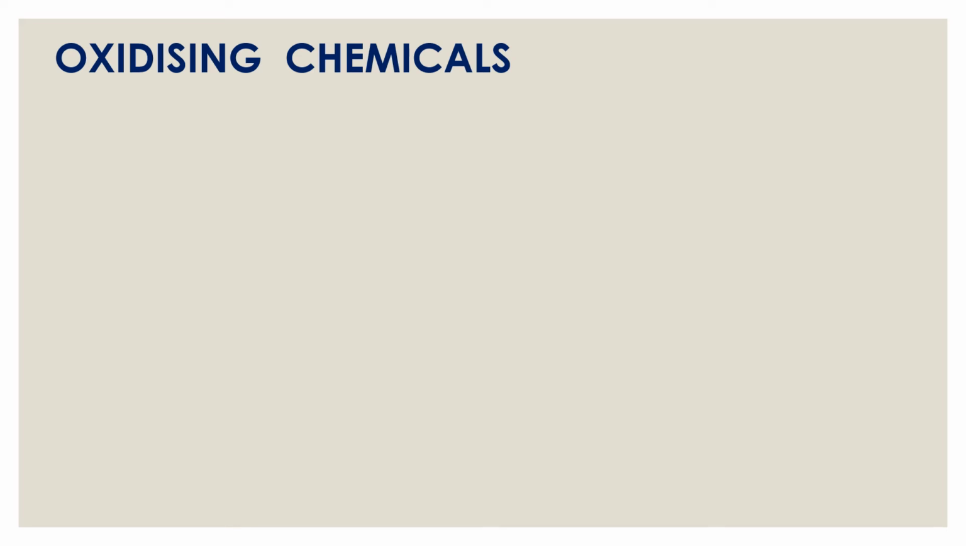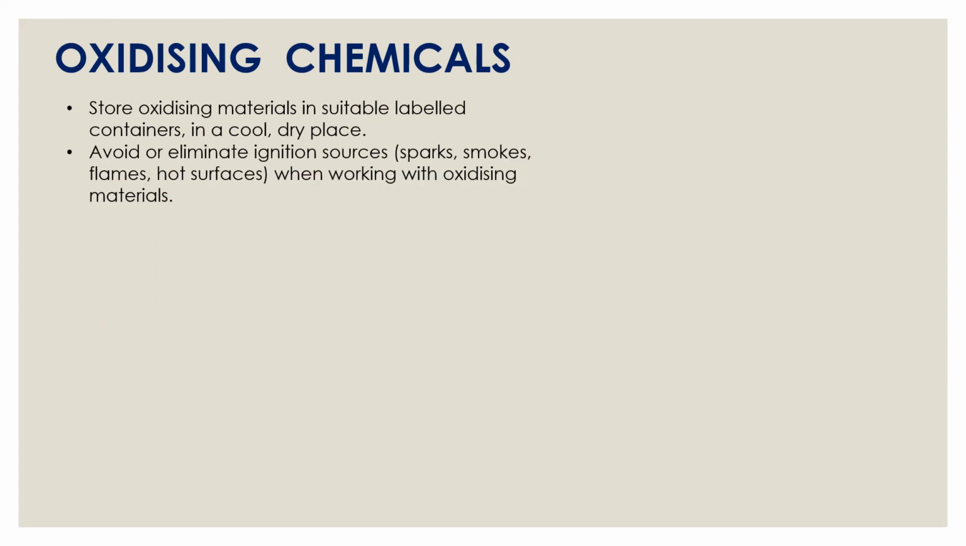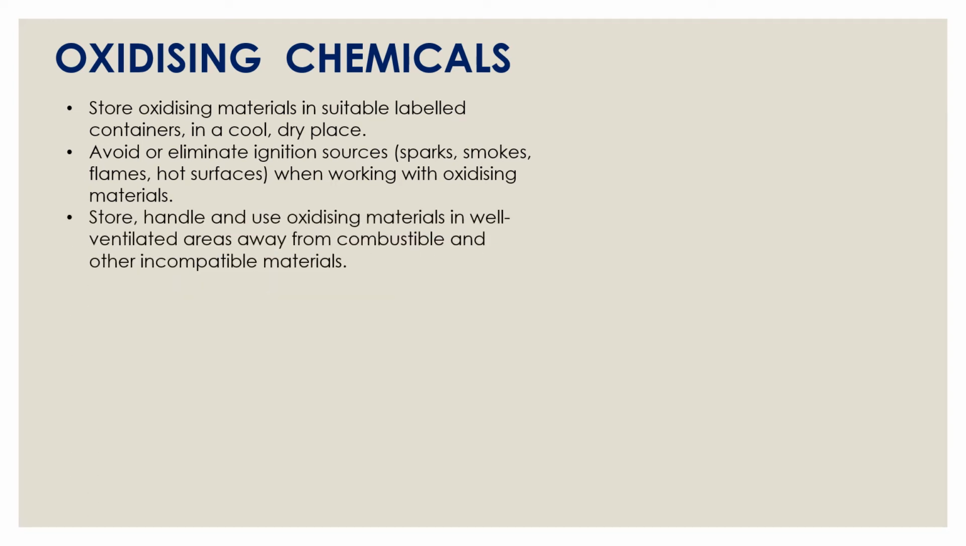Oxidizing chemicals are another category of hazardous chemicals. These chemicals are those which can cause oxidation but will themselves get reduced. So it is important that we keep these materials in a well-labeled container in a cool and dry place. Avoid any heat source such as spark, smoke, flame, or even a hot surface whenever we are using an oxidizing chemical. Handle them in such a manner and keep them in a well-ventilated area away from flammable substances.